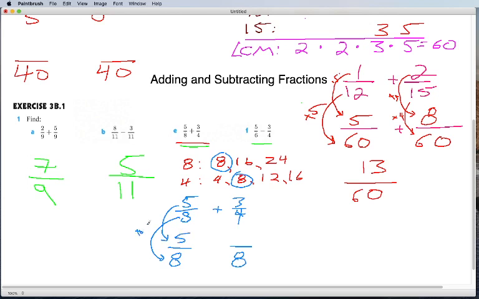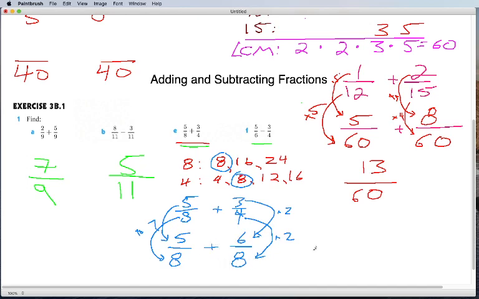So each I'm going to times by 1. If I want to go from 4 to 8, I have to times that by 2. So I'm going to have to take 3 also and multiply that by 2. If I go 2 times 3, I get 6. And don't forget our plus sign in the middle.